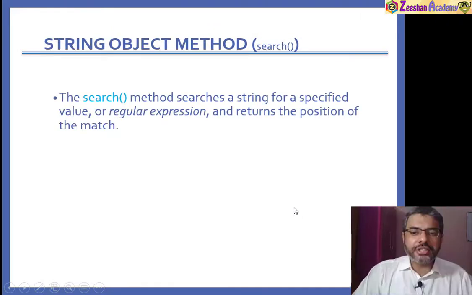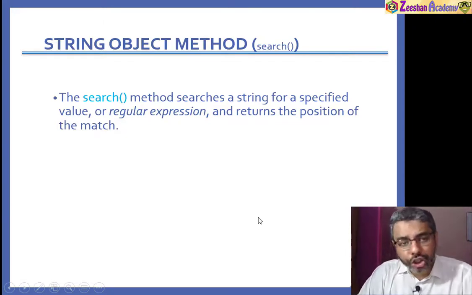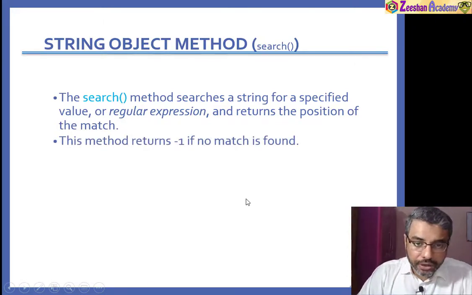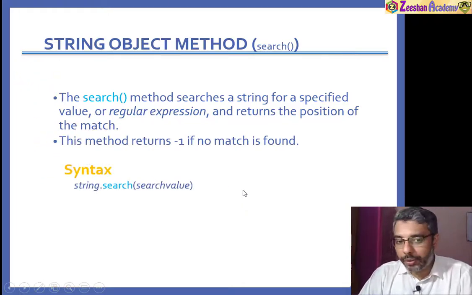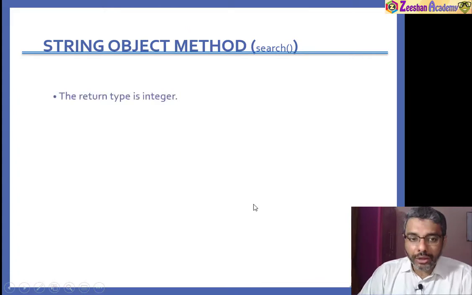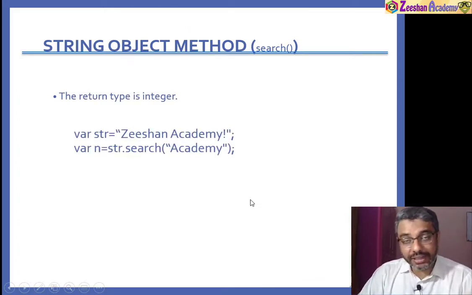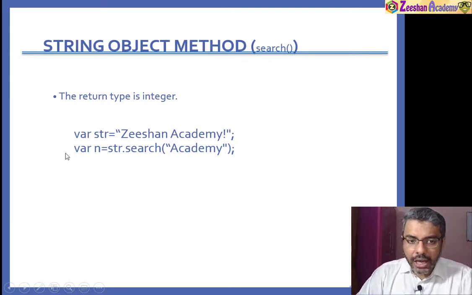Search. The search method searches a string for a specified value or a regular expression and returns the position of that match. If no match is found, it returns -1. The syntax of this is string.search(value). The value is required, and this value is what will be searched from a given string. The return type is an integer, the index of that particular match. For example, I use the string "Zishan Academy" in a variable, then go inside this string and call search for "Academy".